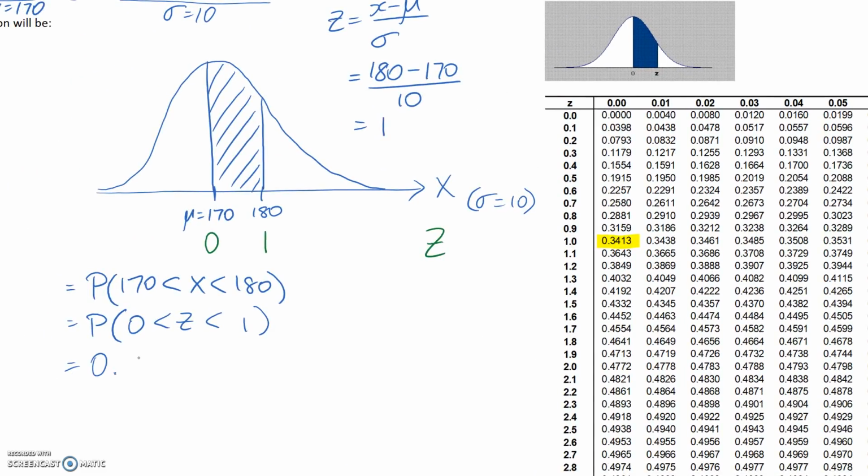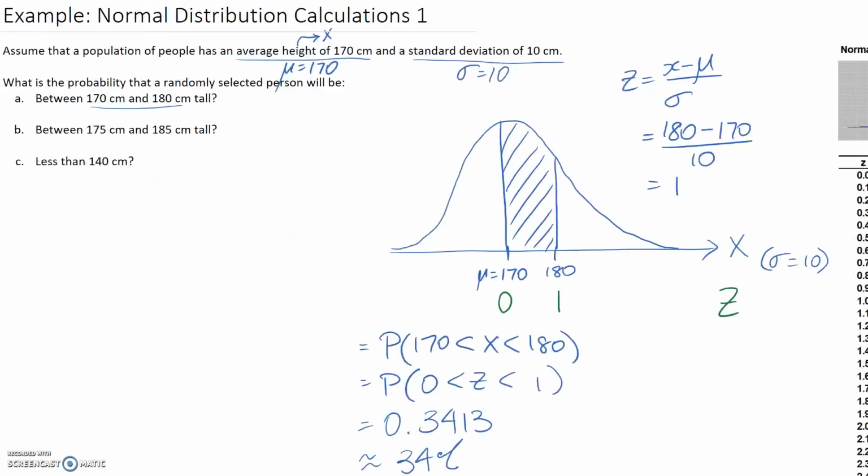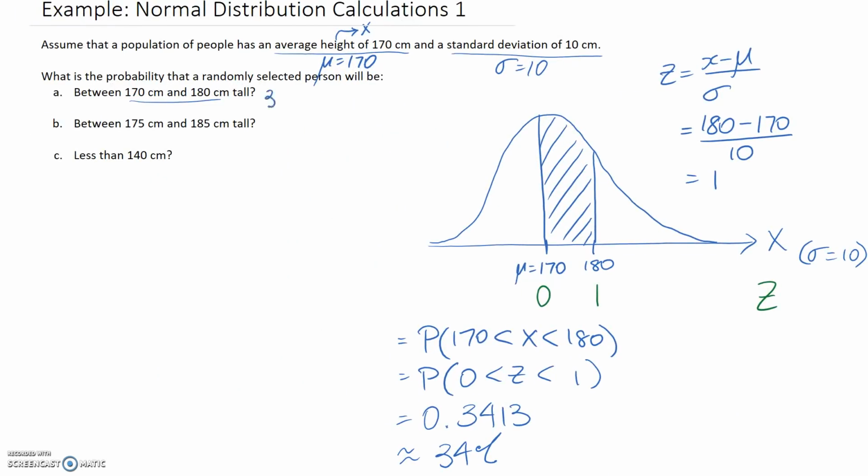So the probability is 0.3413, and if you convert that to a percentage, it's going to be about 34%. Okay, so that's the answer to this one. The probability that you're between 170 and 180 centimeters tall would be just 34%.